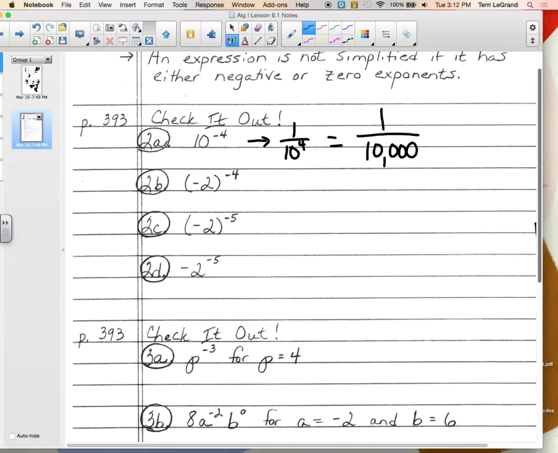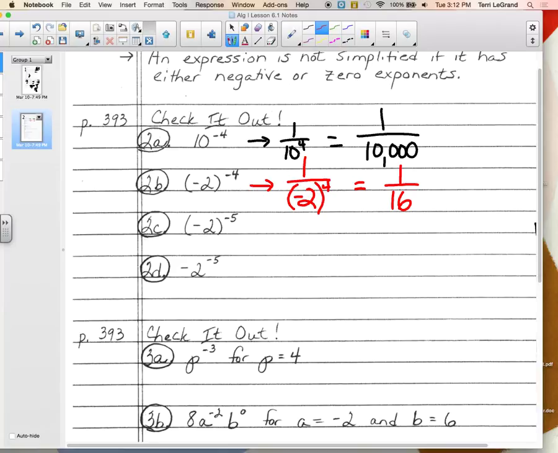Okay. Negative 2 to the negative 4 power. How are we going to get rid of the negative power? 1 over negative 2. Are those parentheses important? Yes. Absolutely. We learned that on the front side. Negative 2 to the positive 4 power. And we also learned on the front side that negative 2 to the positive 4 power is 16. So our answer is 1/16.